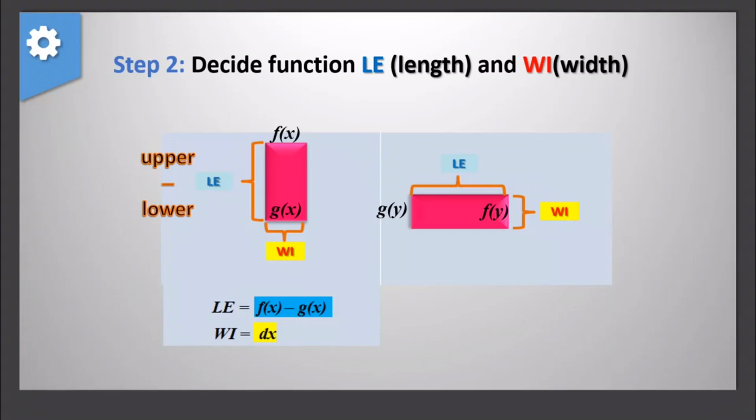For the horizontal block, we have the functions f(y) and g(y). We always take the right function subtracted by the left function for the length. That is, the length will be f(y) minus g(y), and the width is the small change of y, that is dy.